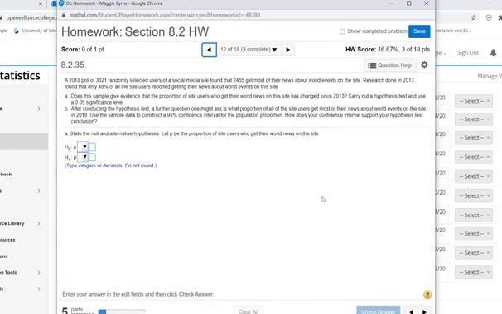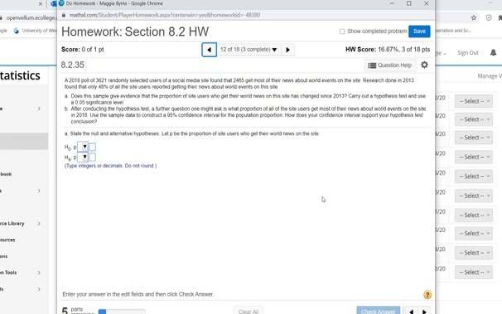So it says, this is number 12, a 2018 poll of 3,621 randomly selected users of social media found that 2,465 get most of their news about world events on their site. Research done in 2013 found that only 48% of all users reported getting their news on world events on this site. So I think the 2013 parameter is our population proportion. The 48% is what we want to compare it to. So our 2018 poll is going to be our sample.